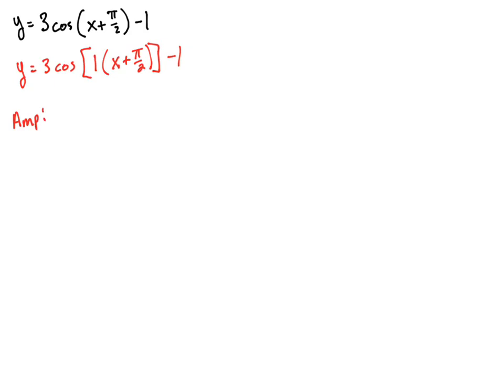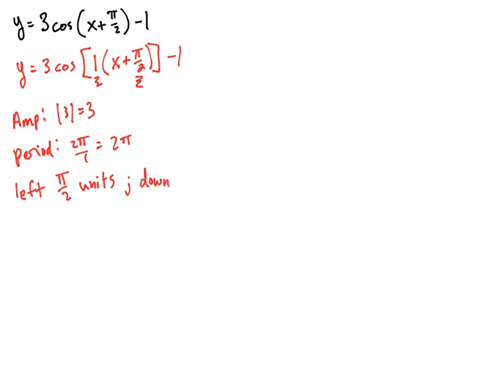So the amplitude here is absolute value of 3, which is 3. The period length is 2 pi over the b value. So just 2 pi, the b value is 1. We're going left pi over 2 units. That's coming from this. And then we're going down 1 unit. Okay, so to map out the period length, we're going to go from 0 to 2 pi.